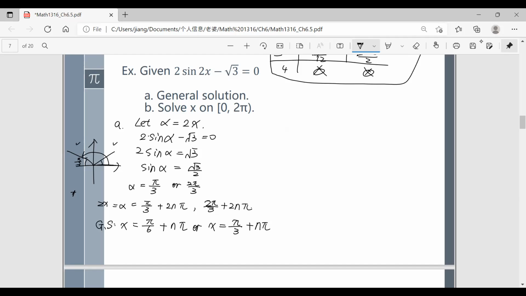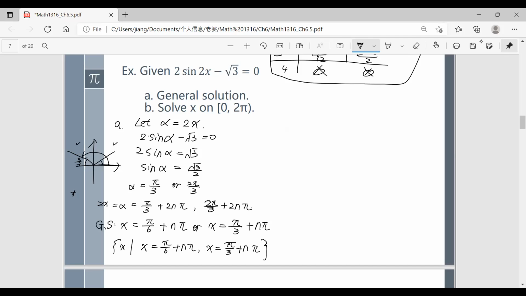I can write it down like this. x equals pi over 6 plus n pi, or x equals pi over 3 plus n pi.